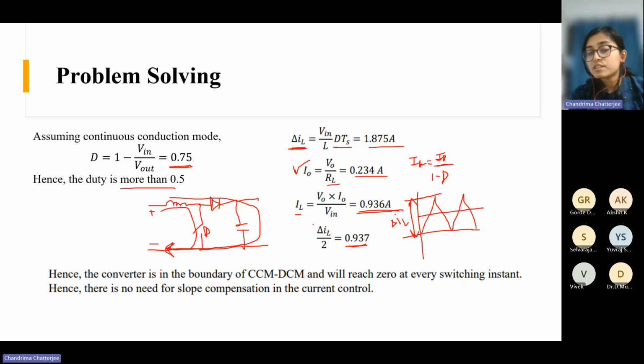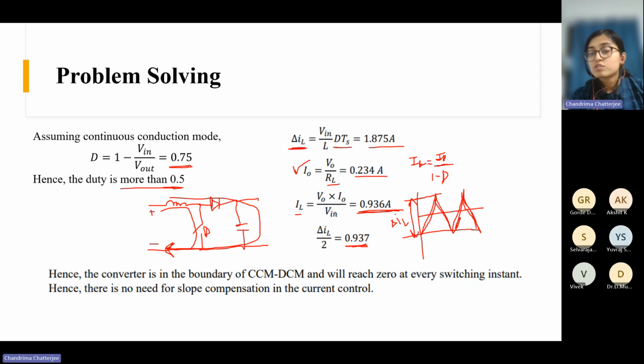You see here it is the critical conduction case. Here delta IL by 2 and the inductor current average are the same, right? So that's why the inductor current will start from 0, go to the peak, and again come back to 0. And like this, the cycle will happen, right? So even though here the duty is more than 0.5, we don't need the slope compensation technique, right? Because it is in critical conduction mode.